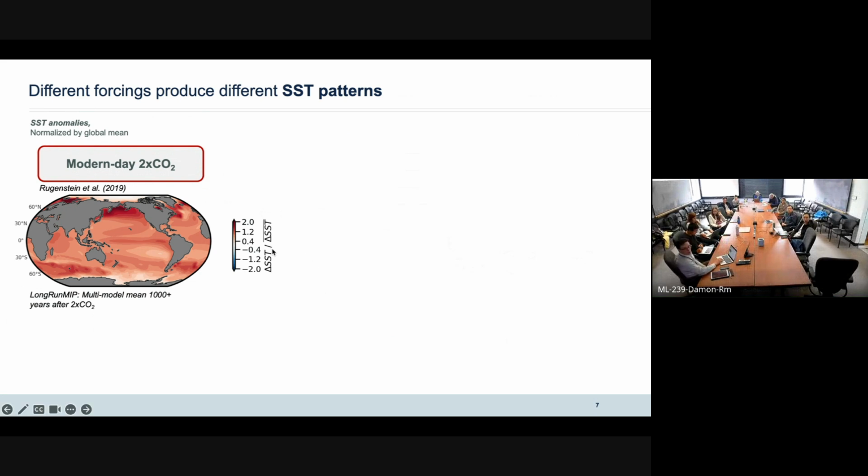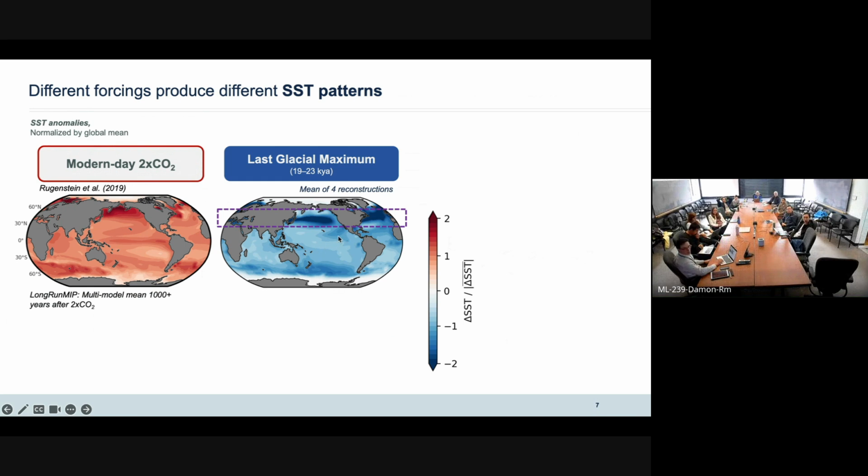And where the sea surface temperature patterns come from is a combination of model experiments and then also reconstructions. So on the left, our best guess for what the equilibrium response is to CO2 doubling comes from the long run MIP simulations, which Dave introduced, I guess, a talk or two ago. And then for the last glacial maximum, I'm showing the mean of 4 different reconstructions that have been compiled over the past few years. And the thing to note here is all of these reconstructions agree on this extra cooling that occurs in the northern hemisphere extratropics.